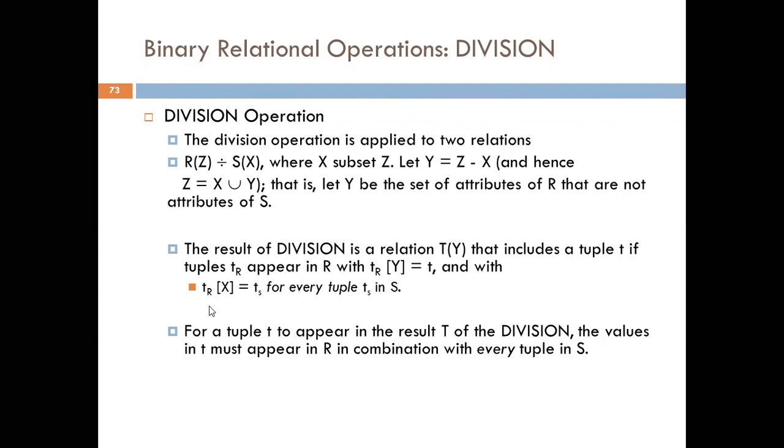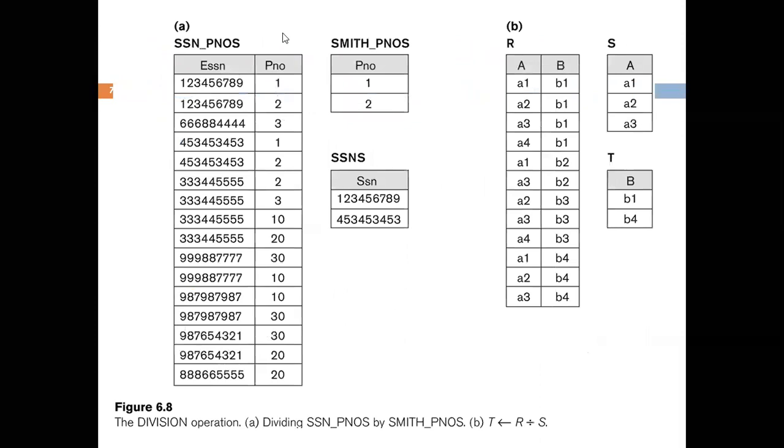Then T of R of X should be equal to T of S for every tuple T of S in S. Which means all the tuples should match with the attribute X. If it is not matching with any one, then it will not be considered. So for a tuple T to appear in a result of division, the values in T must appear in R with every combination of the tuple in S. So if it is present in every tuple, then it will appear. Otherwise, it won't. So that is an example present over here.